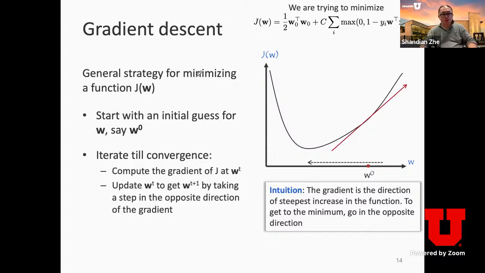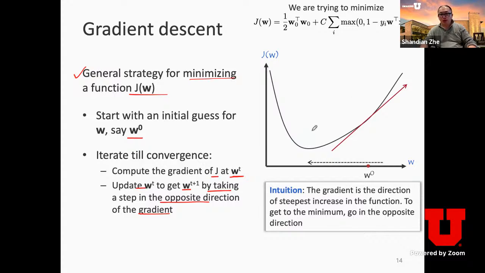So here's the general framework for gradient descent. Suppose I have an objective function J, and we start with some initial guess for w, denoted by w0. We iterate until convergence or until the maximum number of updates has been reached. Inside each iteration, I first compute the gradient of the objective at the current parameter vector, denoted by wt. Then we update wt to get wt plus 1 by taking one step in the opposite direction of the gradient. Why? Because the gradient direction indicates where the function increases. If we want to minimize the function, we want to decrease the function value every step, so we need to follow the opposite direction of the gradient. That's why it's called gradient descent.